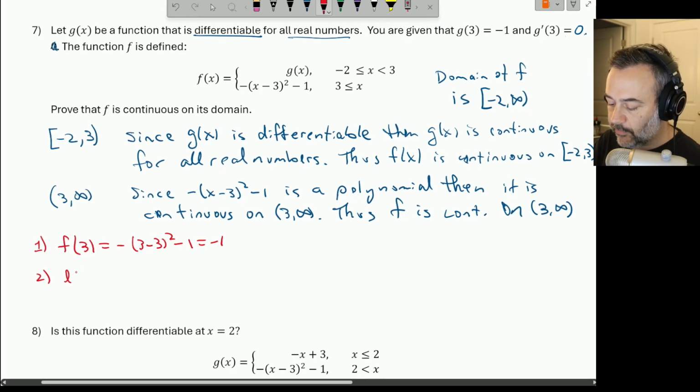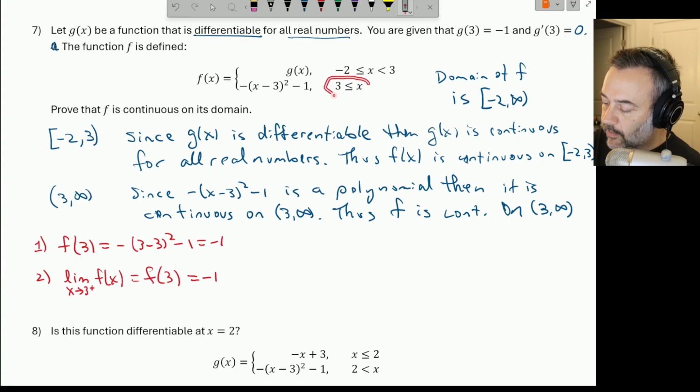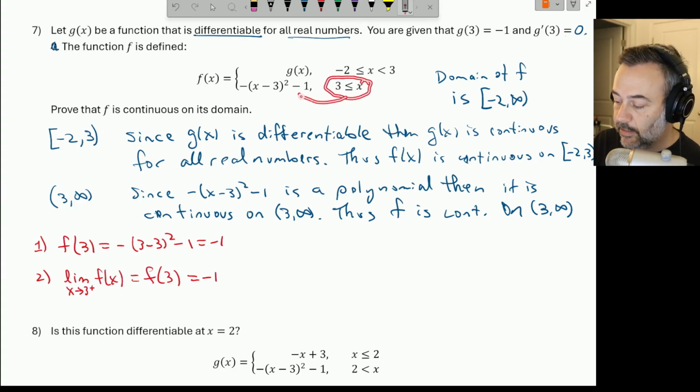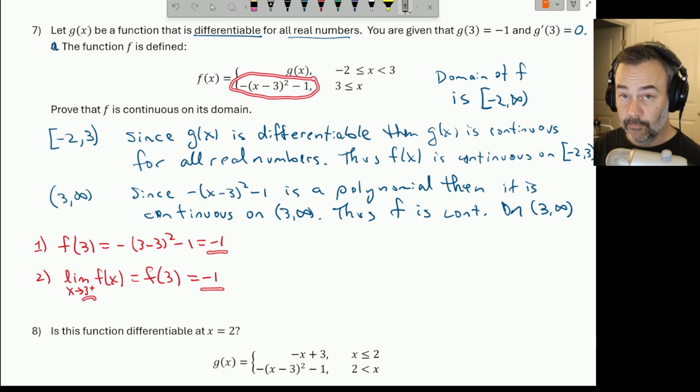Let's do the limit from the right first. The limit as x goes to 3 from the right of f of x equals f of 3, which equals -1. Now, why? Because f of 3 is in this part of the graph, so this limit is just direct substitution into this, but we already calculated that. So the right limit equals f of 3. But we also need to look at the left limit.